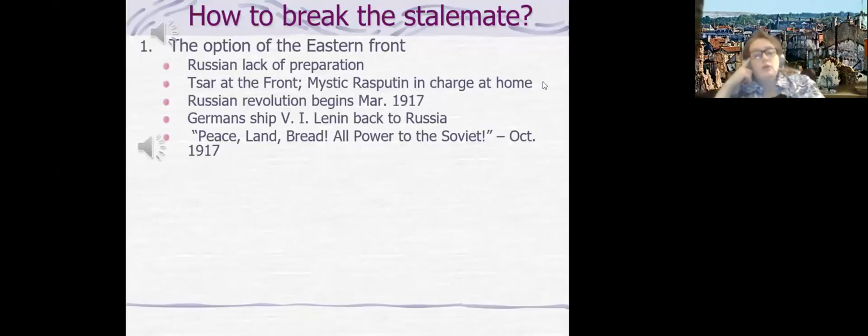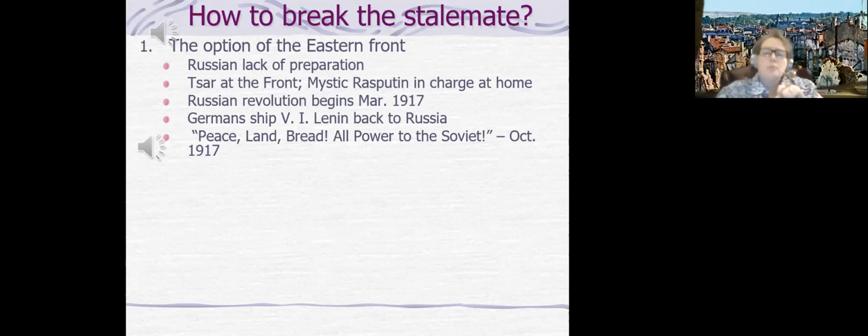His brilliant slogan is peace, land, and bread, all power to the Soviet. Now, the Soviet is a workers' committee. So he's saying all power to the workers, really, here. But he's specifically talking about those in these committees who are part of the Communist Party structure.